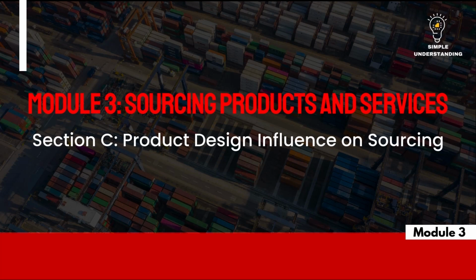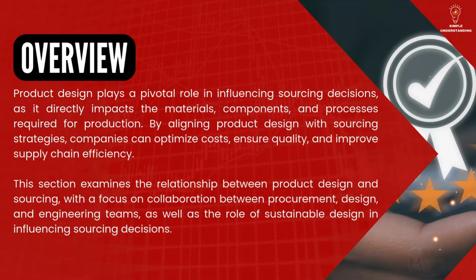Section C, Product Design Influence on Sourcing. Product design plays a pivotal role in influencing sourcing decisions, as it directly impacts the materials, components, and processes required for production. By aligning product design with sourcing strategies, companies can optimize costs, ensure quality, and improve supply chain efficiency. This section examines the relationship between product design and sourcing, with a focus on collaboration between procurement, design, and engineering teams, as well as the role of sustainable design in influencing sourcing decisions.